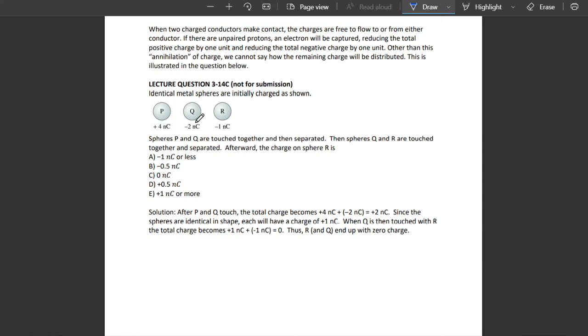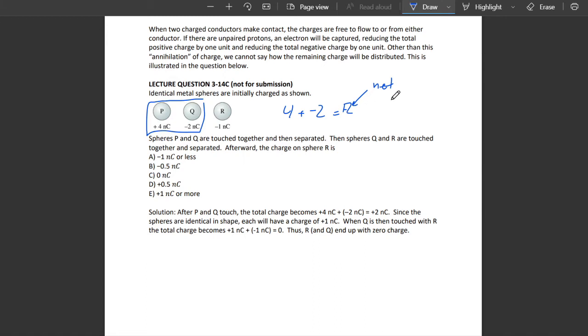So let's consider the equation. Let's consider each sphere touching each other as a closed system. When these two interact, they are usually separate, but when they interact, their charges equilibrate. They balance out one another. So we can say that 4 plus -2 equals 2. That's the overall charge of these two, so the net charge is +2.